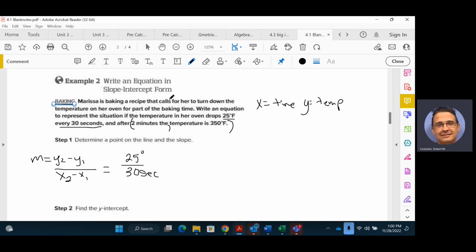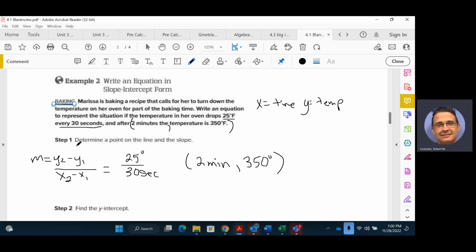Did they give us a y-intercept? No, but they did give us right here a coordinate. 2 is the time, minutes, 350 degrees. Issue. Big, big issue.